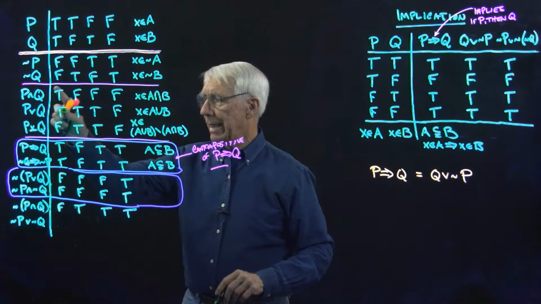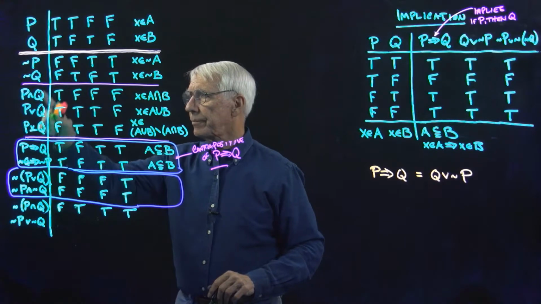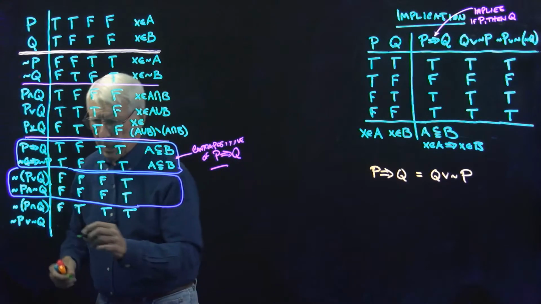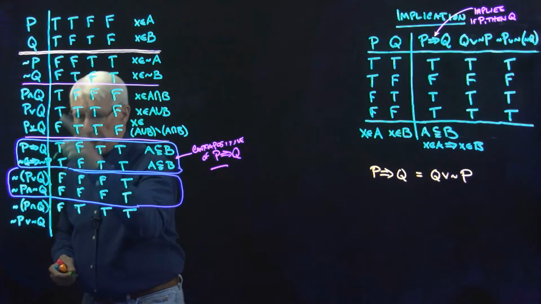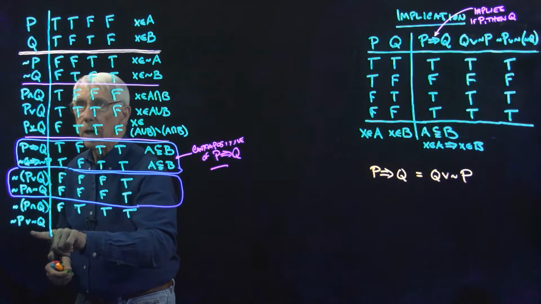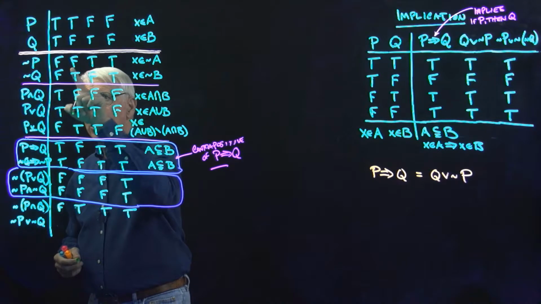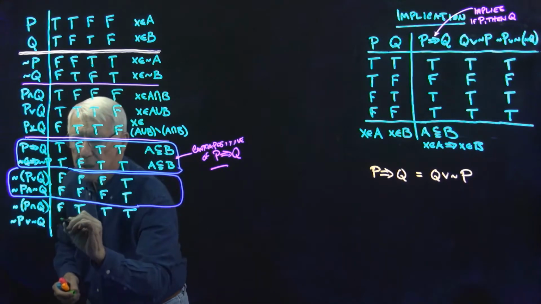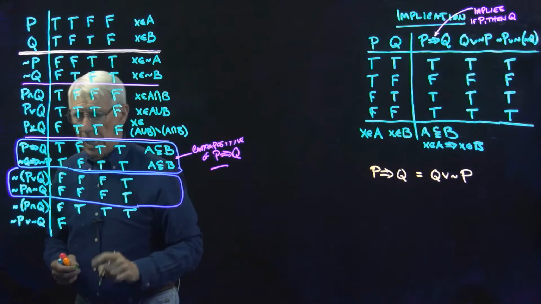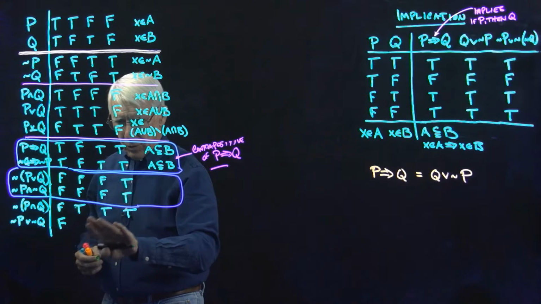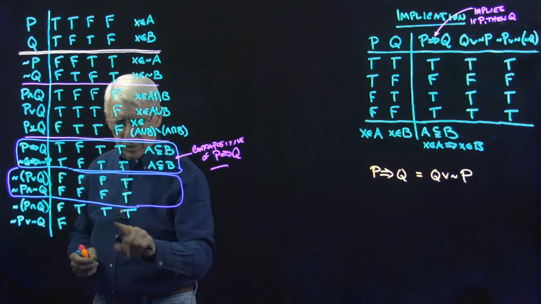Again, we can easily get the truth values here. Here we have not P, here we have not Q, and so here both not P and not Q are false. So this is false. And it looks like we're going to probably end up with T's across here.